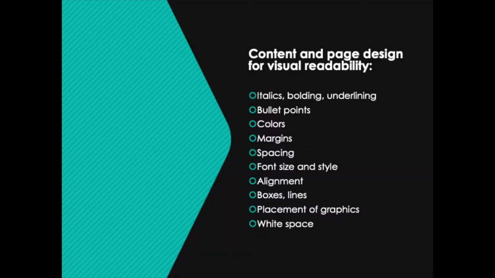But when you're looking at your visual readability, things you want to think about are using formatting features such as italics, bolding, and underlining, using bullet points. If it's appropriate to use different colors, think about the margins, the spacing, the font size, and the font style. Some fonts are more readable than others. Think about the alignment, using boxes or lines if you have graphics, the placement of the graphics, and having enough white space and how that white space is distributed.